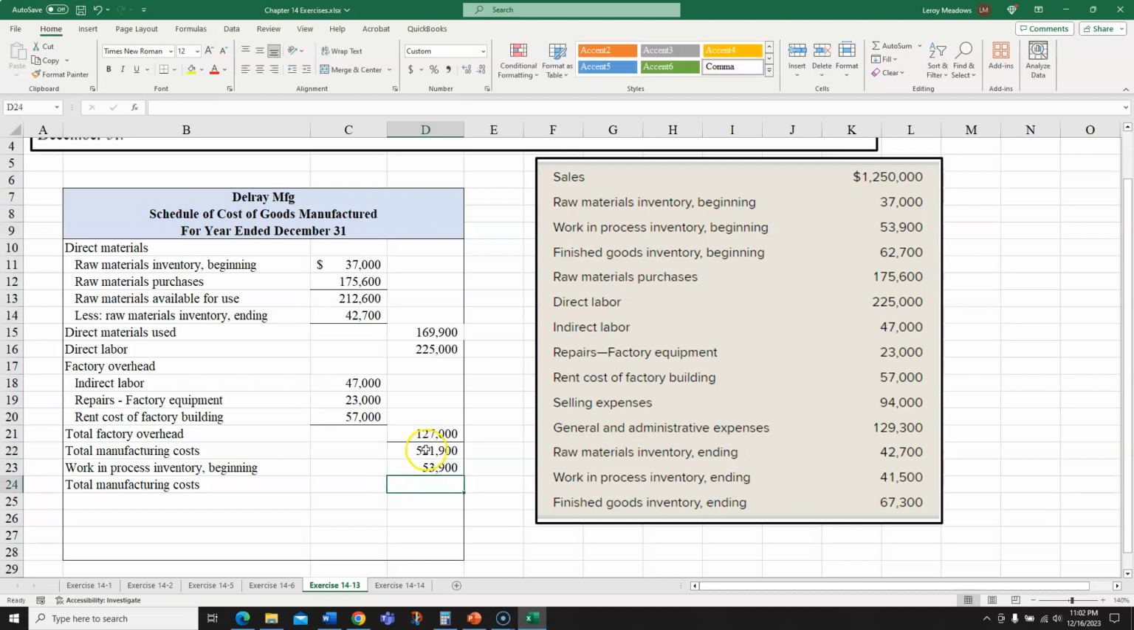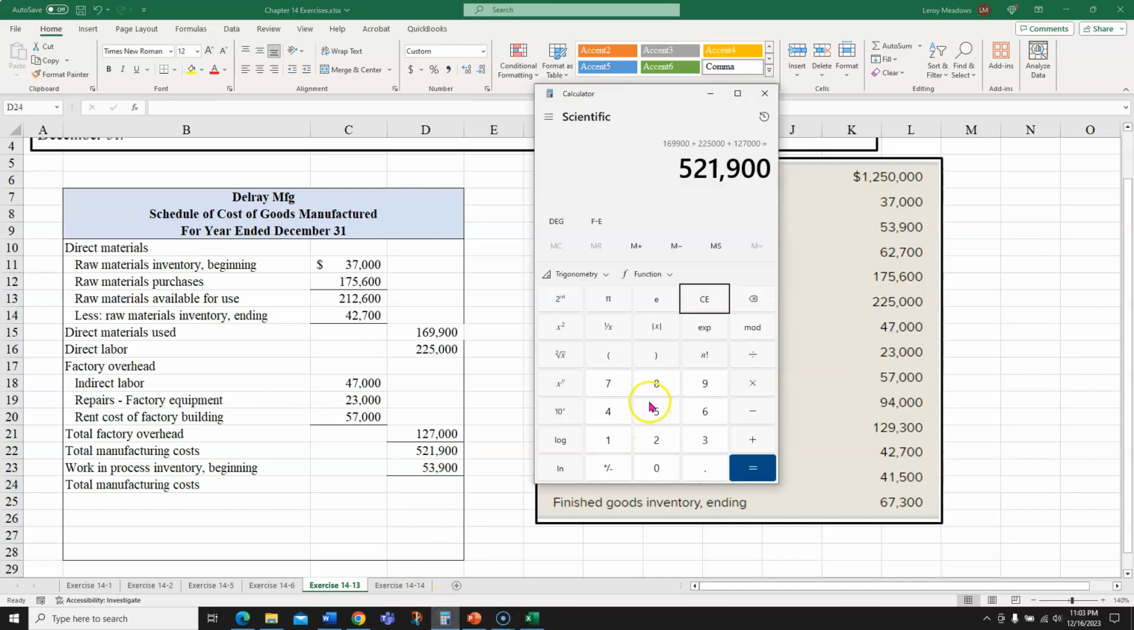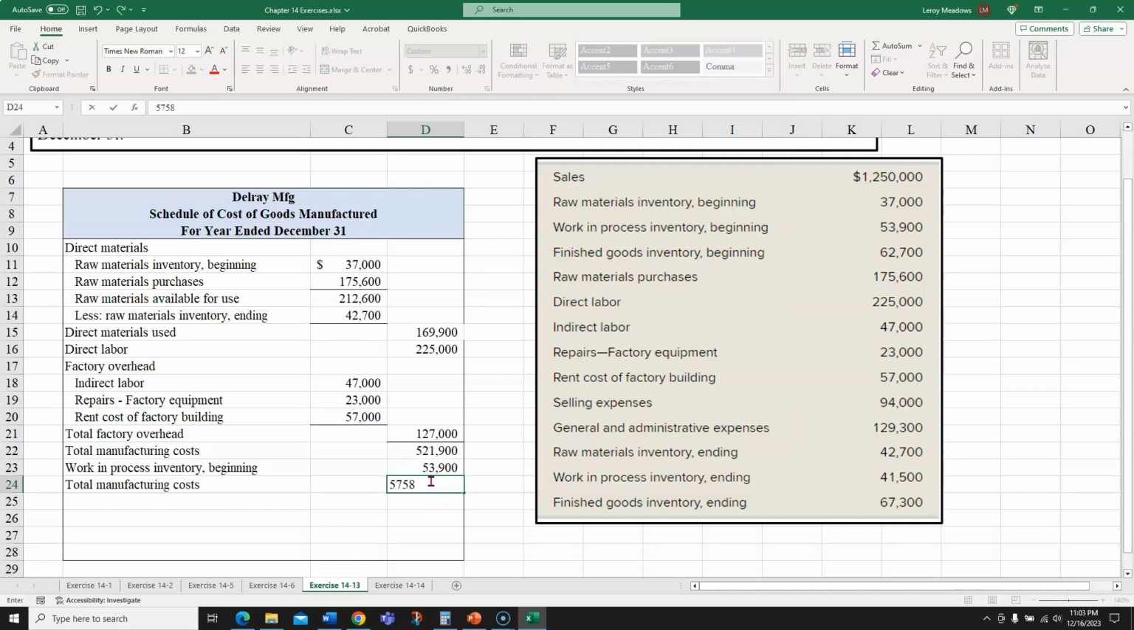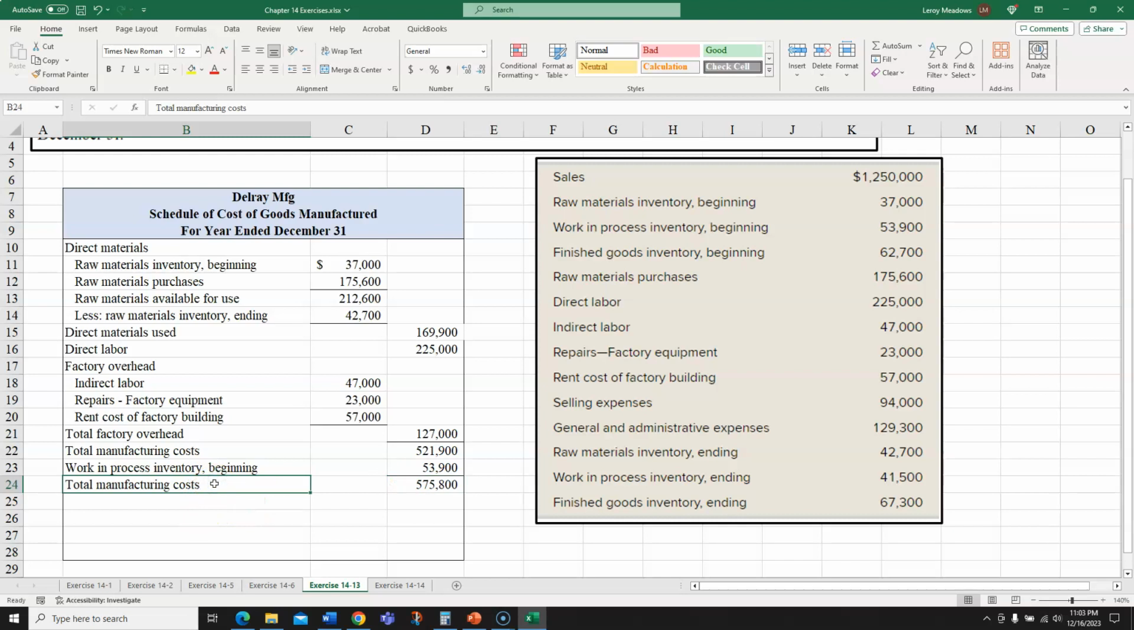Now I'm going to take that total cost incurred, not just my factory overhead, which I goofed. My total manufacturing costs incurred, 521,900. Add that to my beginning work in process inventory, and I should have the right amount here, $575,800. So this would be my total, actually, cost of work in process.